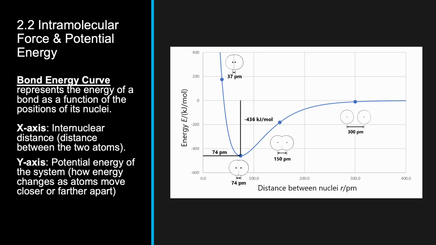So when atoms are too close, like at 37 picometers that you see there, the energy is very high because the nuclei and the electrons are going to repel each other. Now, as they move apart, the energy is going to drop until it reaches the most stable point, which is where our bond is. So here, our bond is going to occur at 74 picometers or at 436 kilojoules per mole for bond energy. So the lowest part of these curves is going to be where the bond is the most stable and where that covalent bond will actually exist.